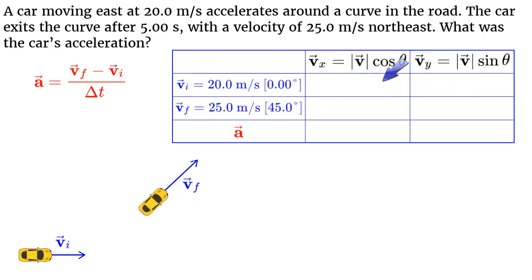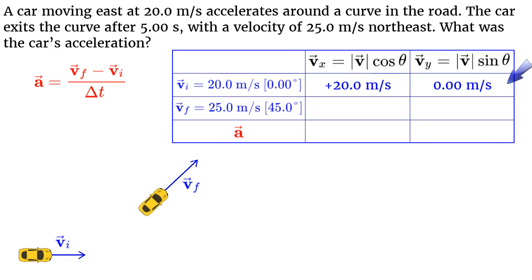So let's start by converting the initial velocity into Cartesian form. Now, because the initial velocity has a direction of 0 degrees, that means it's straight along the x-axis. So we don't even really need a calculator to determine the Cartesian components. Because that 20 meters per second is along the x-axis, the x component is going to be 20 and the y component is going to be 0.